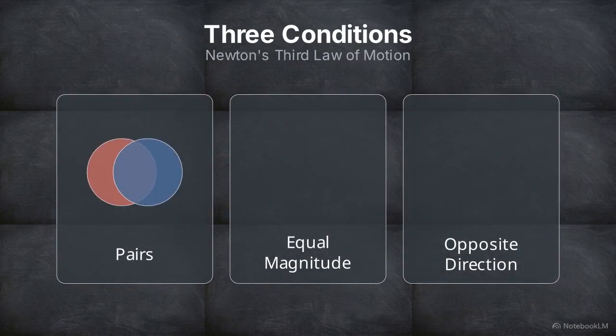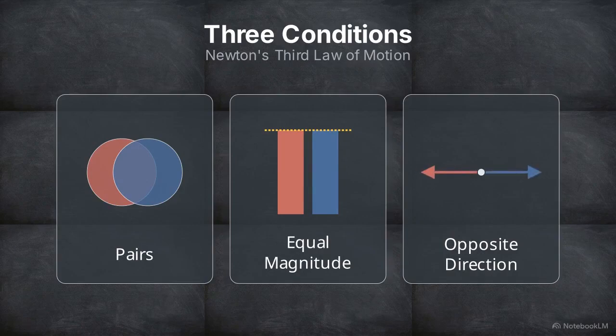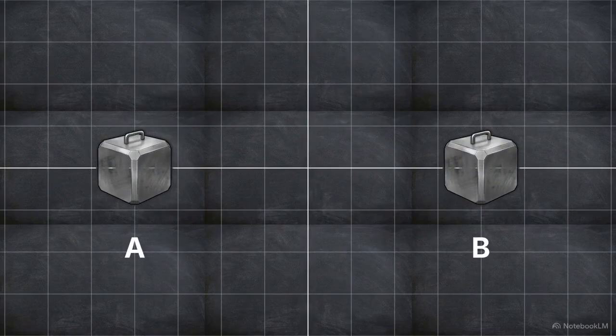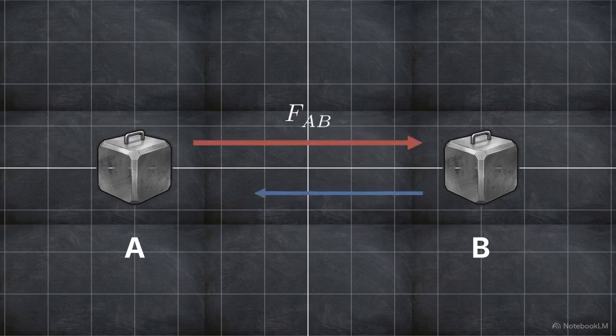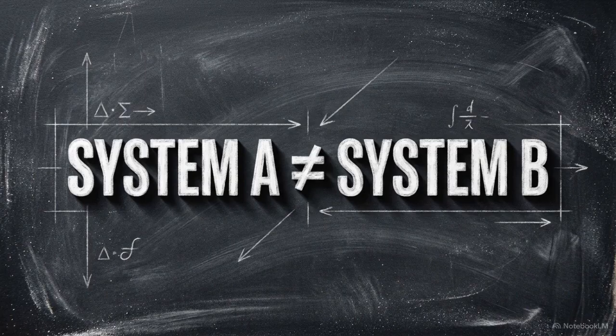Forces exist in pairs, possess identical magnitudes, and act in perfectly opposite directions. In formal vector notation, when body A exerts a mechanical force onto body B, we label the interaction F sub AB. At that exact instant, body B exerts a force of equal strength but reversed trajectory back onto body A, negative F sub BA. Pushes and pulls are mutual exchanges between two distinct masses.